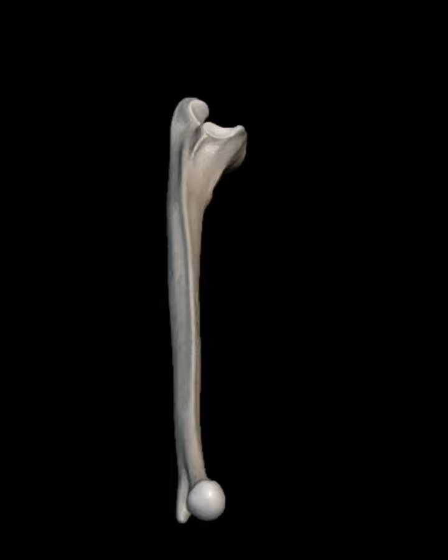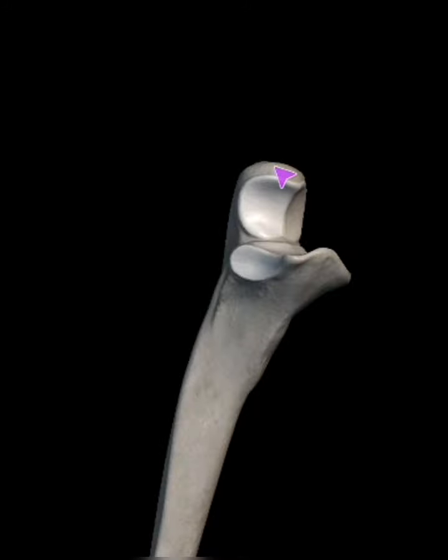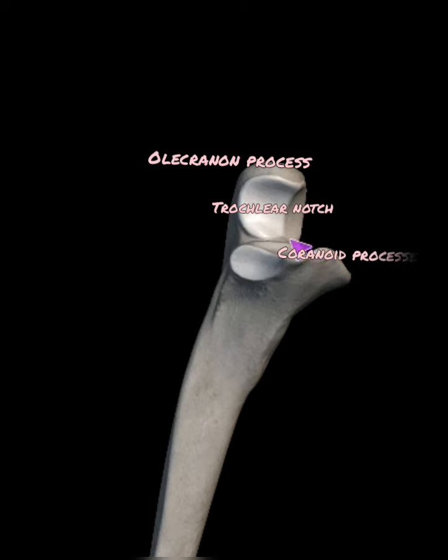Now let us talk about the features of the ulna. You can see over here, this is the olecranon process, this is the trochlear notch, this is the coronoid process, and this is the radial notch of the ulna. And you can see over here, this is the supinator crest. The olecranon process has 5 surfaces: anterior, posterior, medial, lateral, and superior surfaces.